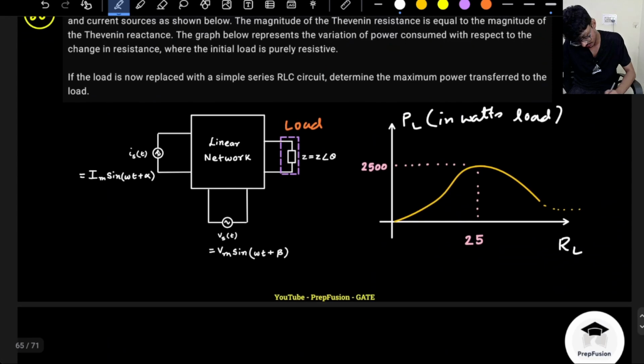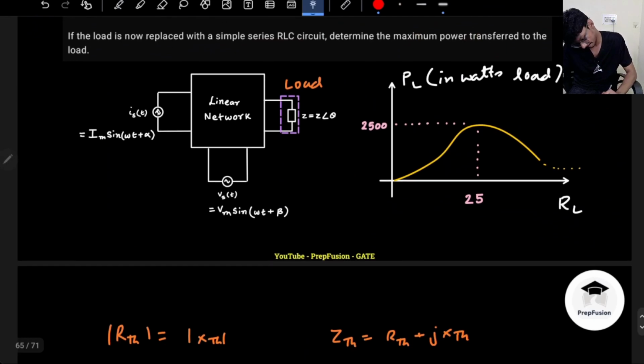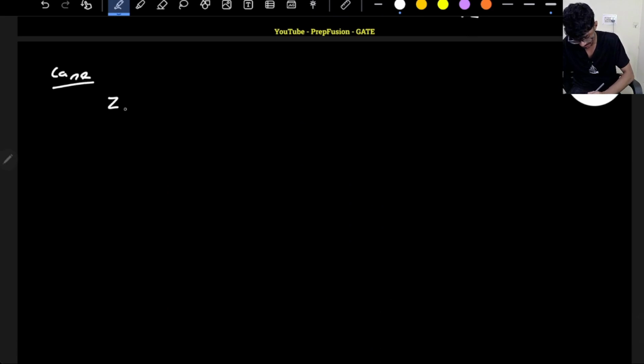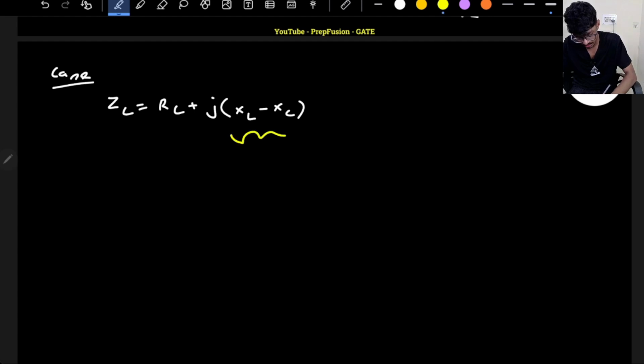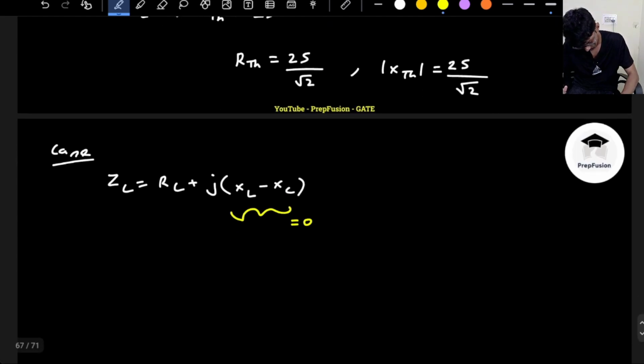Now they are telling me if it is replaced with the series RLC circuit, determine the maximum power transfer to the load. So in the second case, case 2, my ZL is equal to RL plus j(XL minus XC). I need the maximum power transfer, so ultimately this has to be 0, XC has to be equal to XL? Or no, not this. For maximum power transfer, this does not have to be equal to 0.